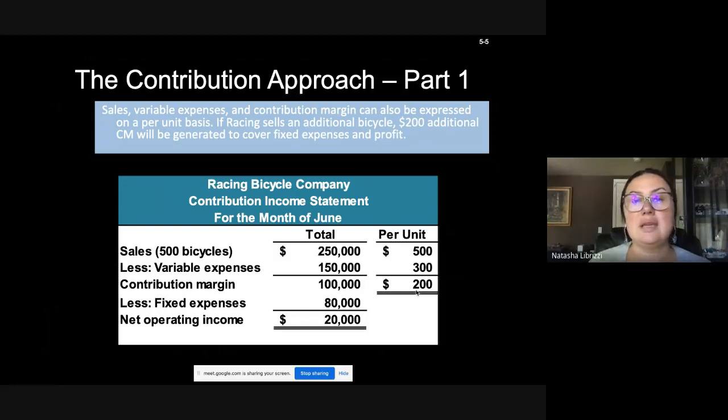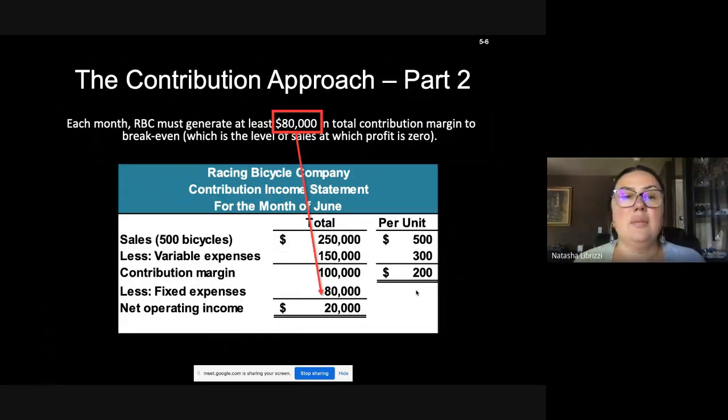So this is an interesting way of seeing this, and this would be used as we're moving through the information. Each month must generate at least $80,000 in total contribution margin to even break even. I'm kind of repeating what I just said, but this is in the format of a PowerPoint. So they need to cover 80,000.